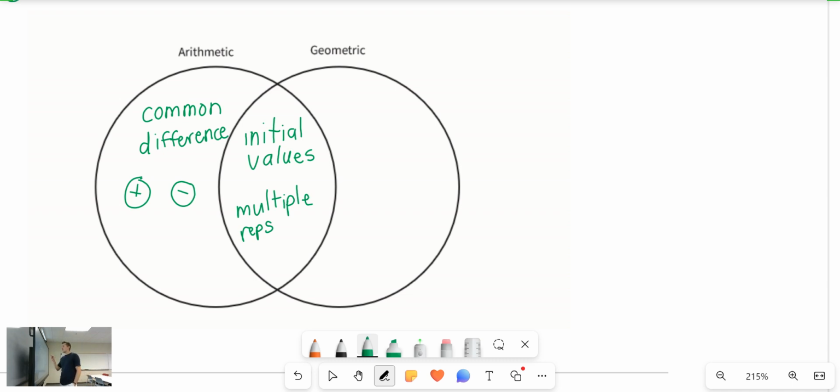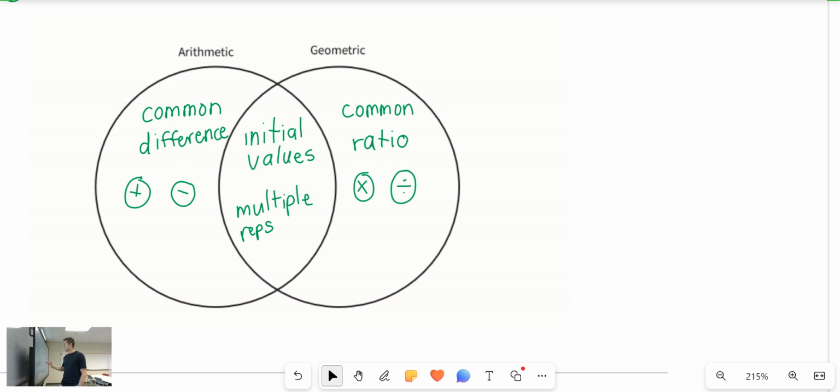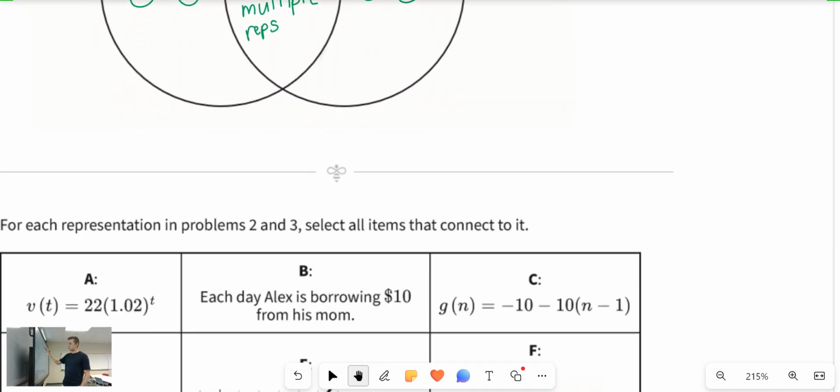And likewise, geometric sequences have a common something, but that's not a common difference. It is a common ratio. So that means that from step to step, instead of adding or subtracting the same thing, we are multiplying or dividing the same thing. So we'll put a little x here and then our division sign here. So those are the operations used in arithmetic and geometric sequences.